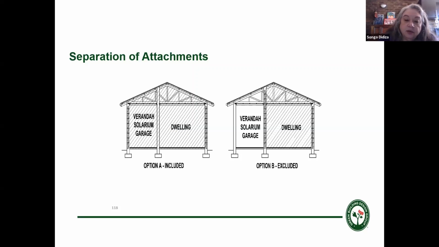And then the question you ask when you look at it is, if we don't make the veranda, solarium, or garage energy efficient, how does it impact the main building? And the answer must be that the main building's external wall is then the wall between the garage and the solarium.